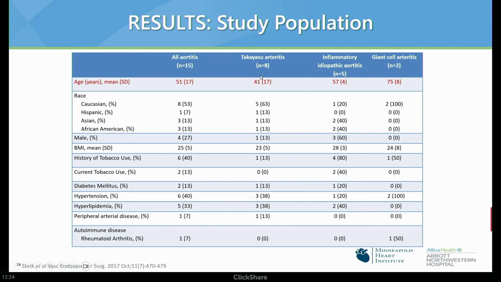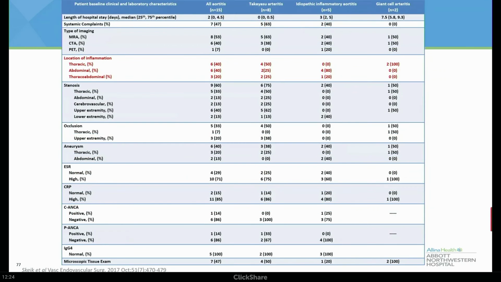We're talking about aortitis. The mean age is 51, and usually patients are younger with Takayasu versus inflammatory versus giant cell arteritis. Most of these patients are female, except those with inflammatory idiopathic aortitis, who are more often males. The sample size is low, I understand. Tobacco abuse was kind of prevalent in these patients.